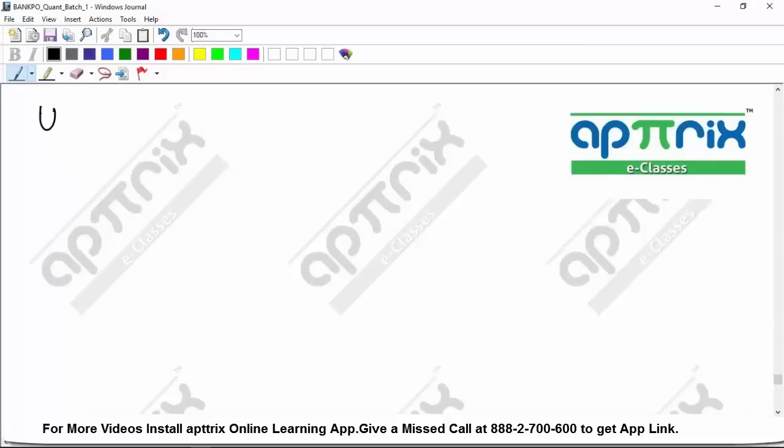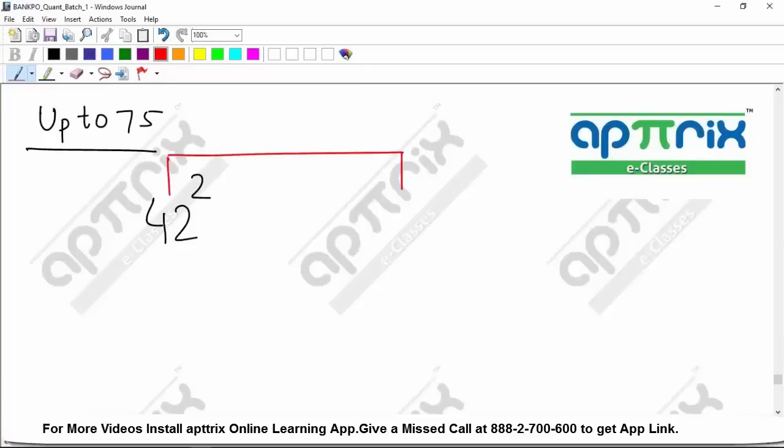So let's talk about calculating a square up to 75. Look carefully, it's very simple to apply. There are 2 steps involved. Suppose you want to calculate the square of 42. There are 2 steps, and step 1 I am showing in red. First, calculate the difference from 25. If you calculate the difference from 25, you get 17.